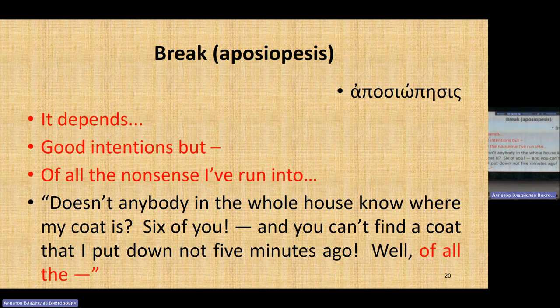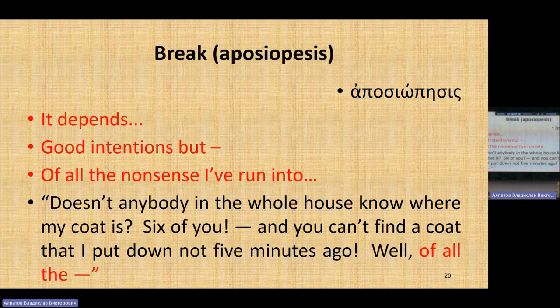So it is aposiopesis. Good intentions, but that's also a frequent cliche, means that you had good intentions, but what you did is no good. Right? And this is a useful construction to convey your indignation or anger. Of all the nonsense I've run to, что за бред, right? Literally means, of all the nonsense I've run to, this is the worst one. Of all the cheek I've come across, this is the worst example, right? But you don't finish. And this is an example of how it is used in context.